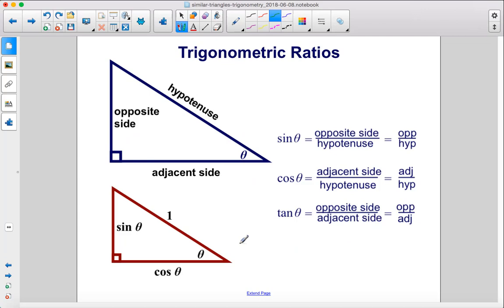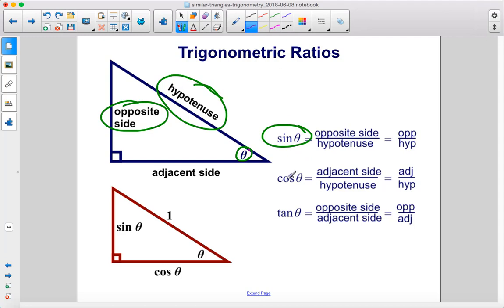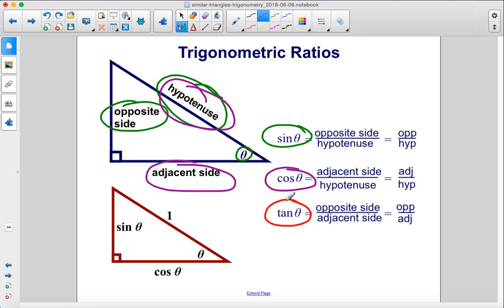All right, so here's a little cheat sheet. We have sine theta, which is, here's theta. Sine theta is going to be our opposite side over the hypotenuse. Opposite over hypotenuse. Cosine theta, here I'll color coordinate. Cosine theta is going to be adjacent over hypotenuse. And tan theta is going to be opposite side over adjacent side.